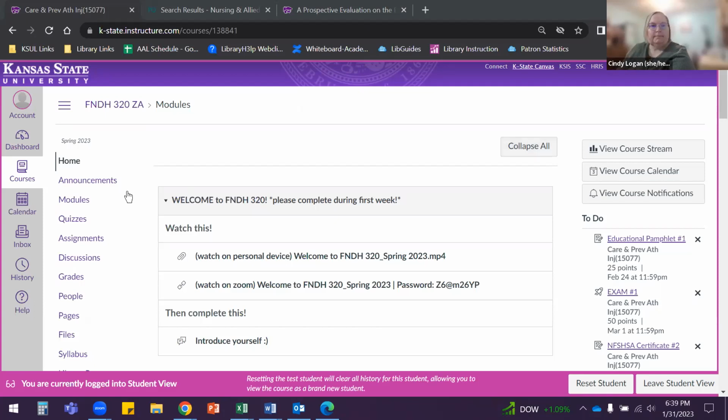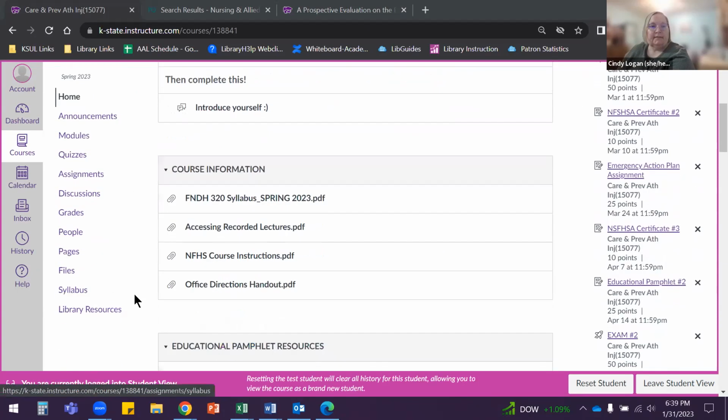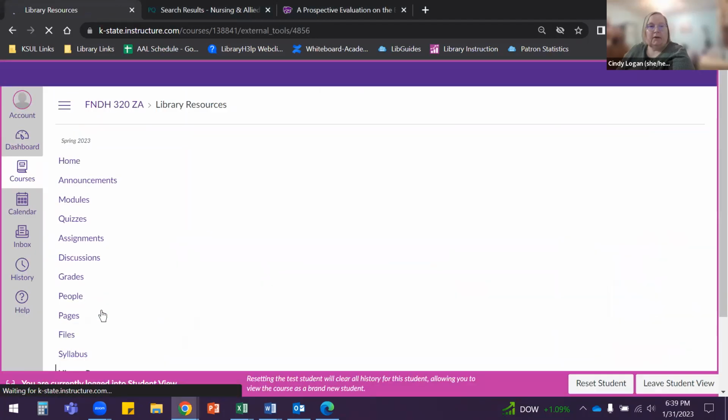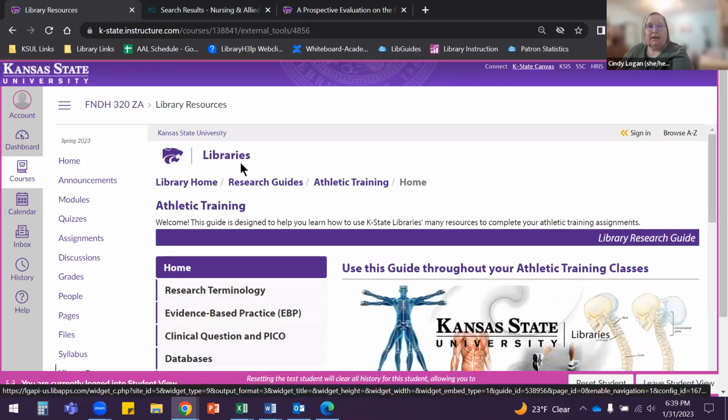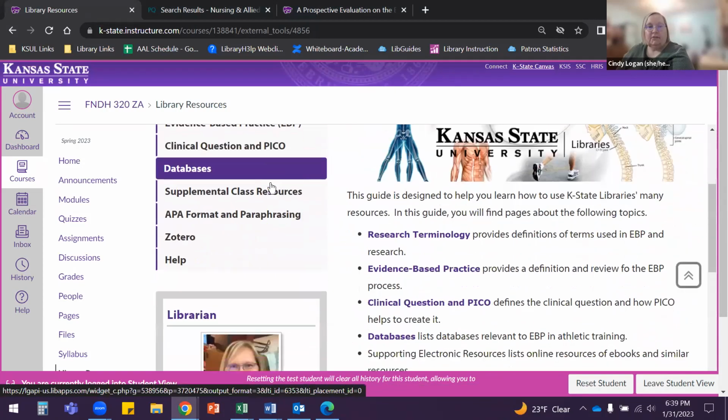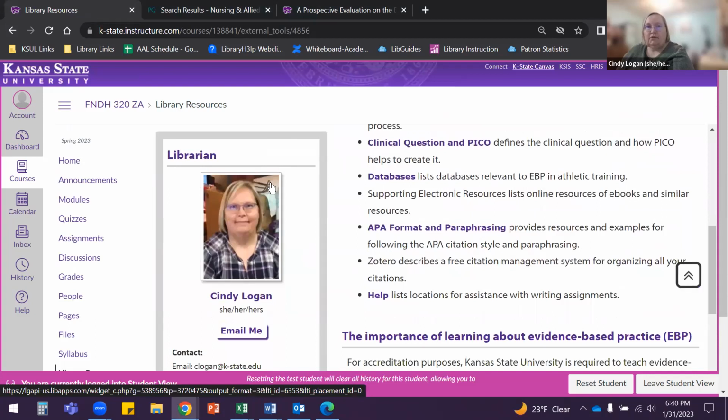As a review, over along the left-hand side here, under the Library Resources tab, you will get the link to the databases as well as to a guide. Both of them contain my contact information. At any time, if you have any questions, please don't hesitate to reach out to me. I'm happy to help you with your projects.